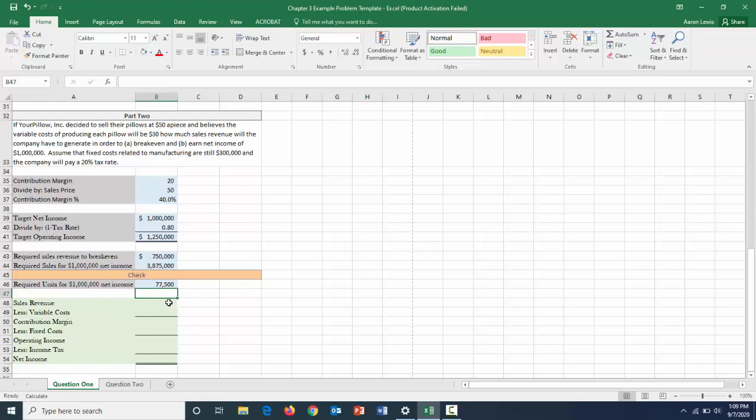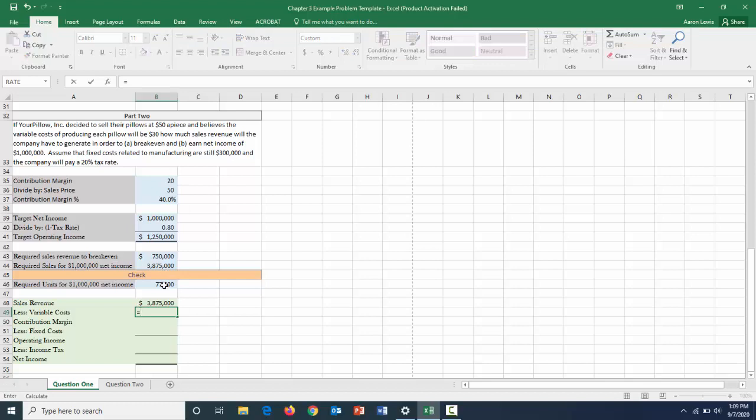Well, let's take a partial income statement right here. Let's say we do have that $3,875,000 in sales revenue. Well, if we subtract from that our variable costs, we're going to get our contribution margin. What would our variable cost be in order to get this amount of sales? Well, we know how many units we have to sell to get to that amount of sales revenue. So if we take the amount of units we have to sell and multiply it by the variable cost to produce each one, that's going to give us our total variable cost.